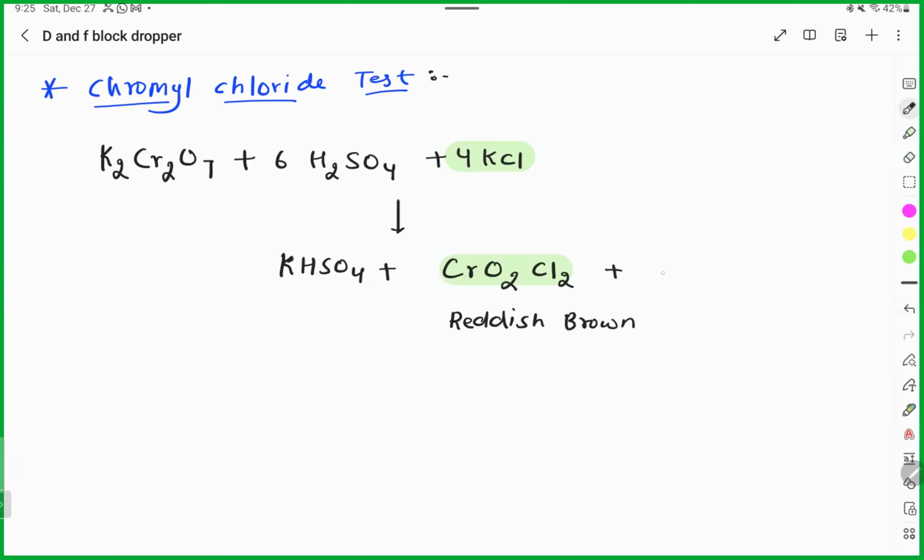So what happens in this situation when KCl reacts with K₂Cr₂O₇, and if you get a reddish brown structure, this is actually chromyl chloride. This structure name is chromyl chloride, which is reddish brown in color. And if you remember, let me recall, Sarah, what happened in the Etard reaction?